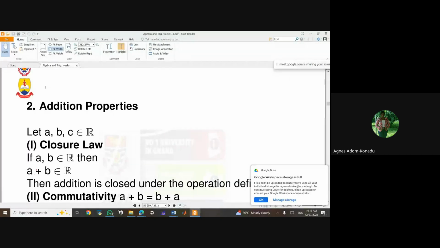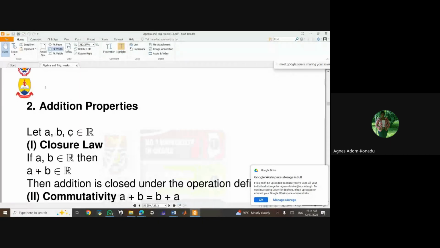Then the next, we want to look at the addition property. So we are done with the equality property. We want to look at the addition property. If I have A, B, C in R, please you see now, I'm writing A, B, C in R. When I write it like this, your mind should go to what an R is.